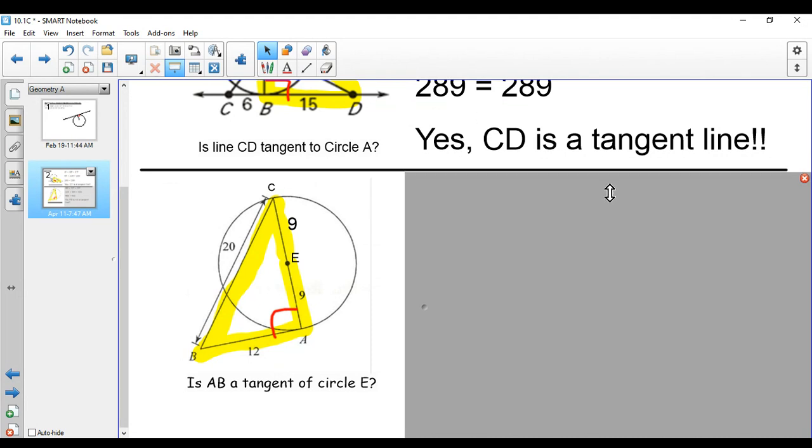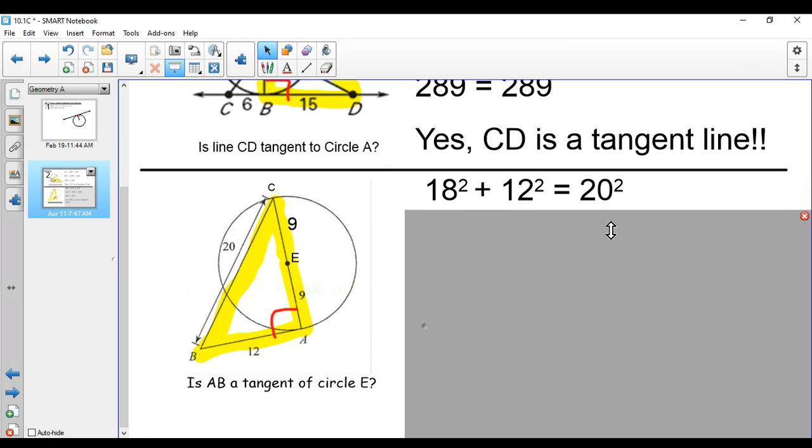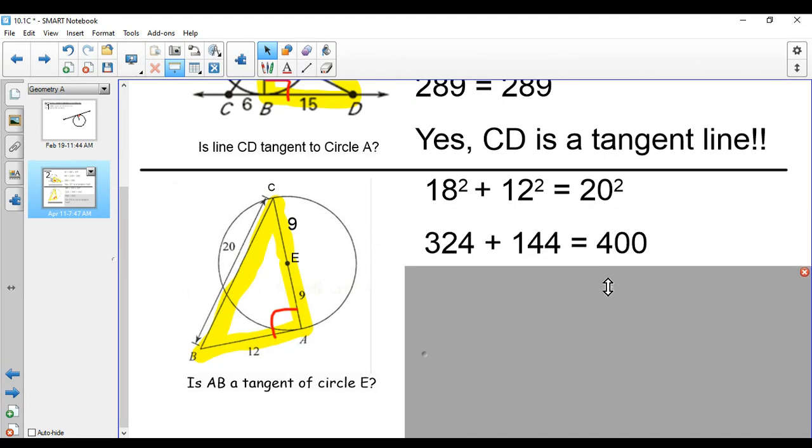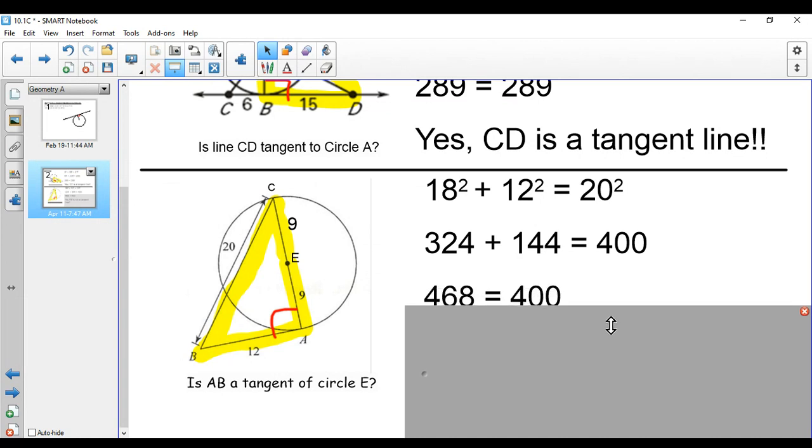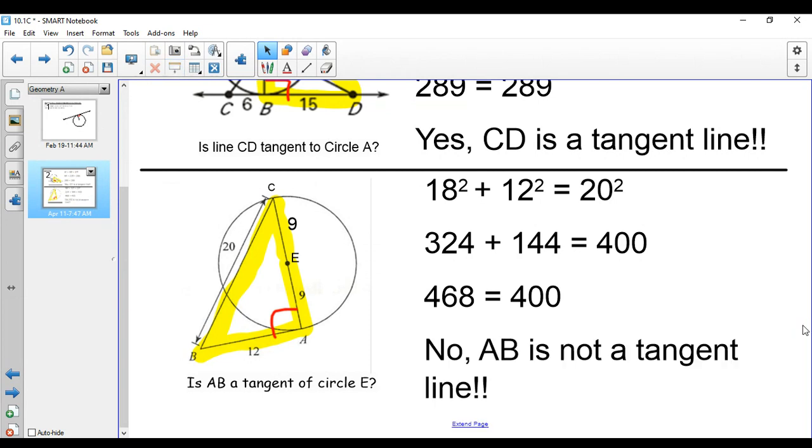So we're going to try the Pythagorean theorem with 18 squared plus 12 squared equals 20 squared. And let's check to see if that's true. So 18 squared is 324, 12 squared is 144, 20 squared is 400. 324 plus 144 is 468, which obviously does not equal 400. So this is not a tangent line. So we now know this is not a right angle. Let's erase that. And we have now shown that AB is in fact not a tangent.